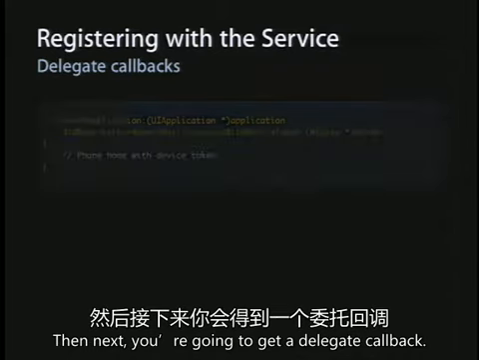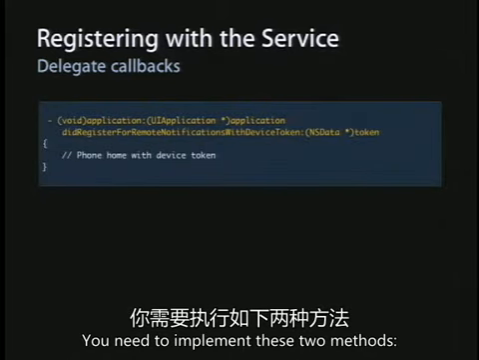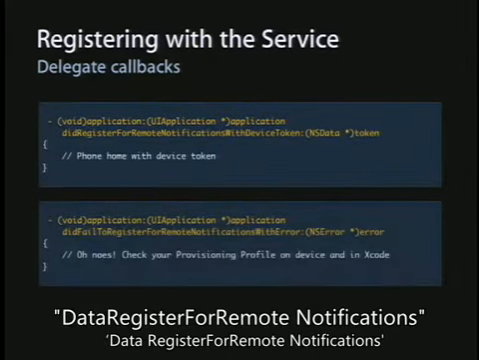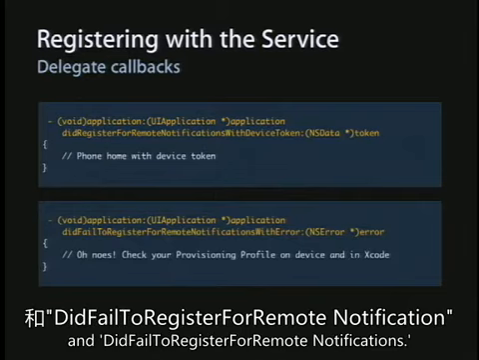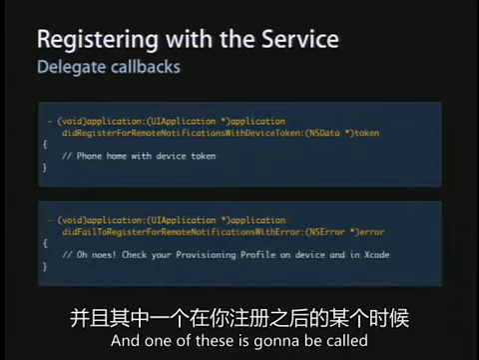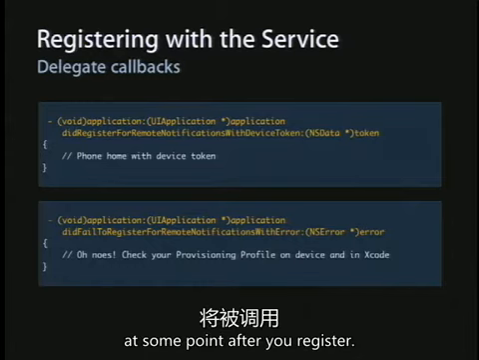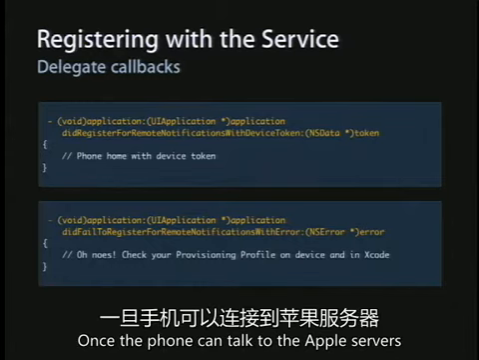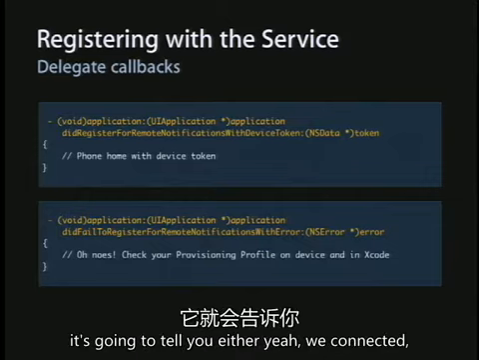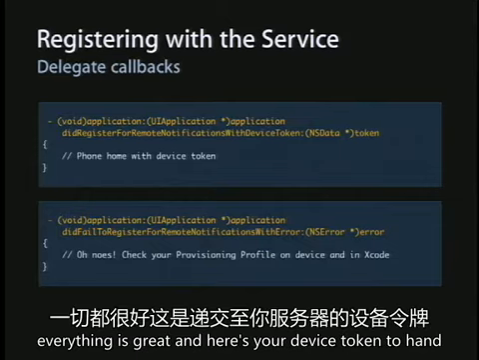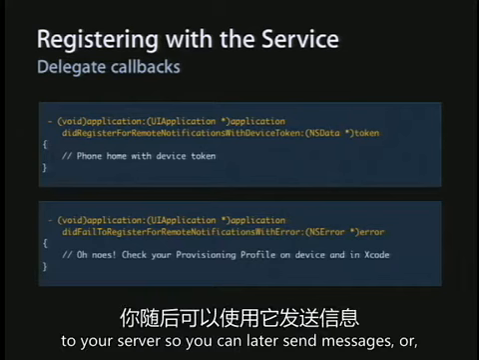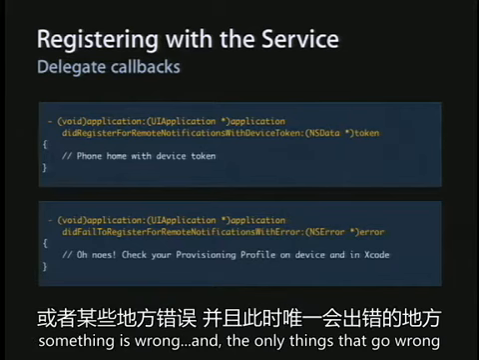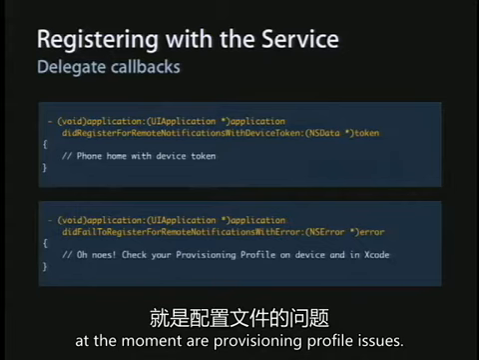Then next, you're going to get a delegate callback. You need to implement these two methods, didRegisterForRemoteNotifications and didFailToRegisterForRemoteNotifications. One of these is going to be called at some point after you register. Once the phone can talk to the Apple servers and get everything squared away, it's going to tell you either, yeah, we connected, everything's great, and here's your device token to hand to your server so you can later send messages, or something's wrong. And the only things that go wrong at the moment are provisioning profile issues.